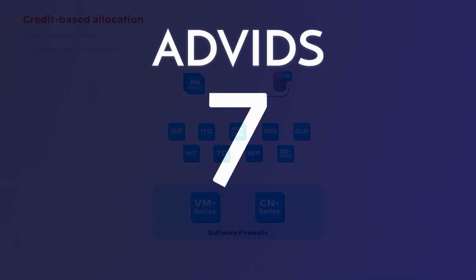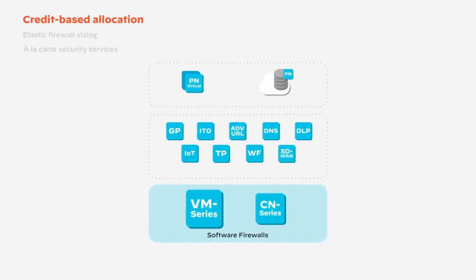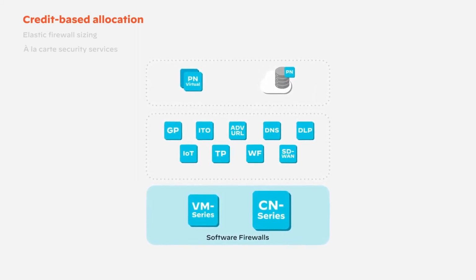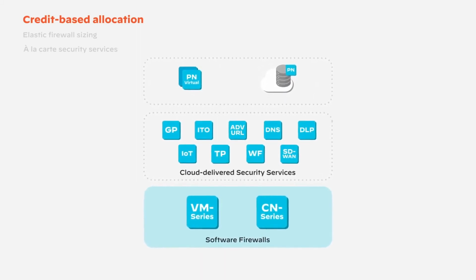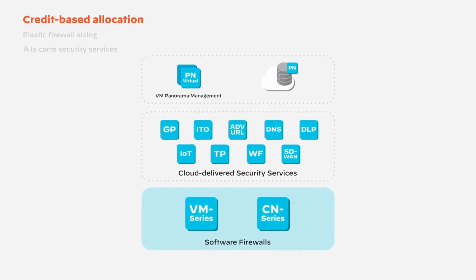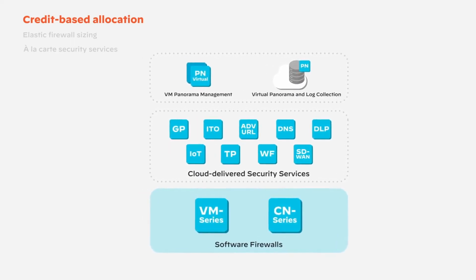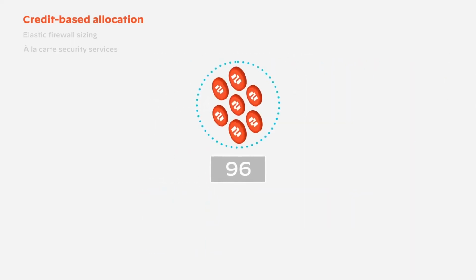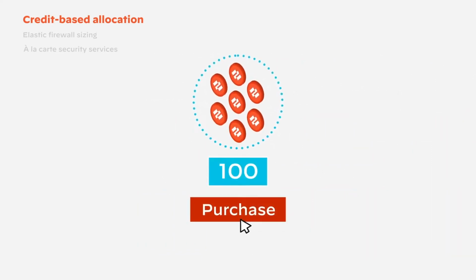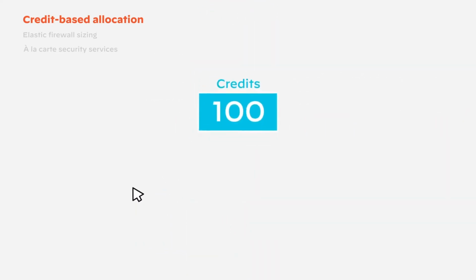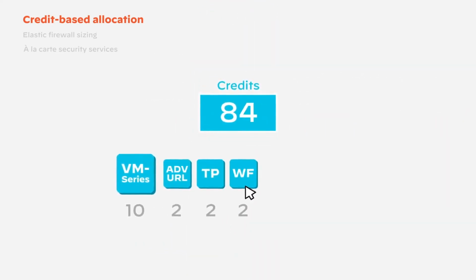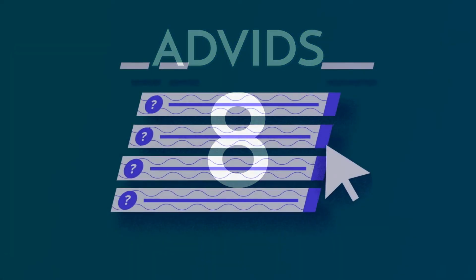After their software firewalls like VM Series virtual firewalls and CN Series container firewalls, cloud-delivered security services, virtual Panorama management and log collection. So take advantage of the industry's most flexible firewalls by purchasing credits in bulk. To procure security, simply allocate credits for the capabilities you're getting in the mix.